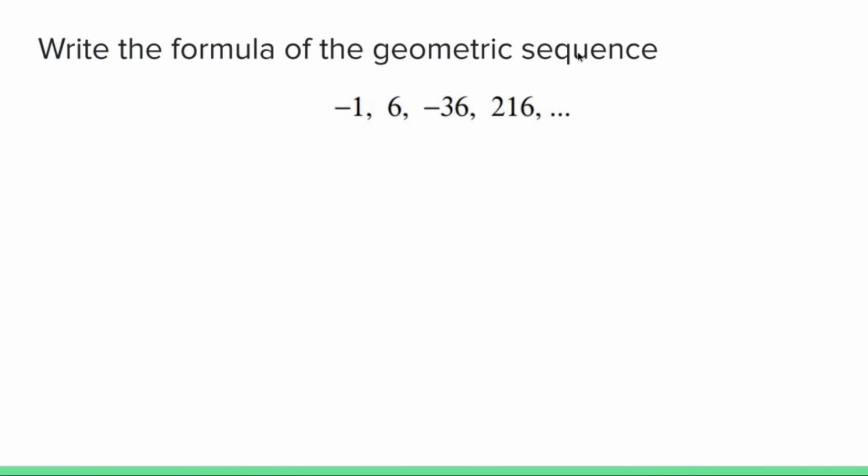Write the formula for the geometric sequence. The formula for a geometric sequence is g sub n equals g sub 1 times r to the n minus 1. G sub n is the term that you're talking about. G sub 1 is the first term. R is what you multiply to get from one number to the next. So if I multiply negative 1 by negative 6, I get 6. And if I multiply 6 by negative 6, I get negative 36, and back and forth. So negative 6 is my r.